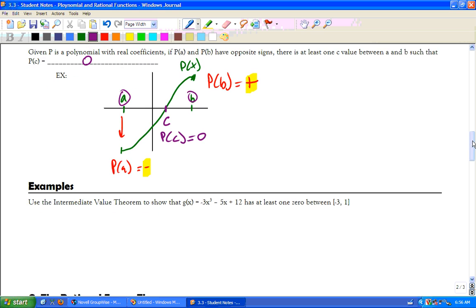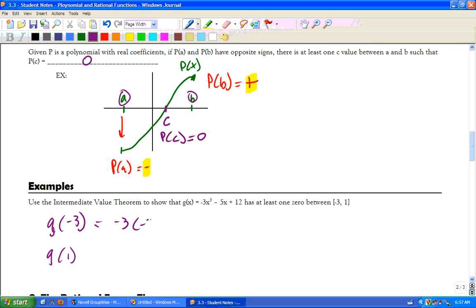Use the intermediate value theorem to show that g of x, which is negative 3x cubed minus 5x plus 12, has at least one 0 between negative 3 and positive 1. Okay, so let's figure out what the values are. If g of negative 3 and g of positive 1 have different signs, we know that there's a 0 in between them. That's what the intermediate value theorem says. So let's plug it in.